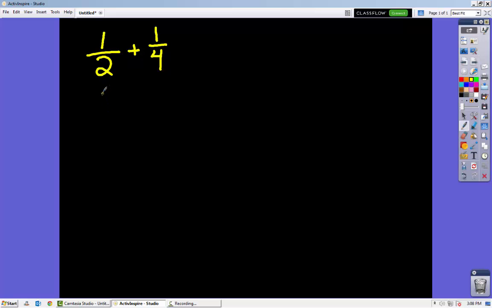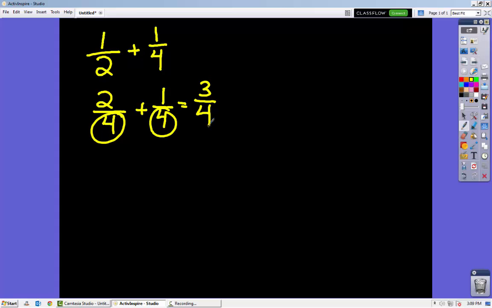If I'm good with my least common multiples, that I know that I am after today's lesson, I know that their least common multiple is 4. Now I have that common denominator, so I just add my numerators and I leave that denominator the same. However, if I do not know my least common multiple, then I'm stuck. So today we're going to learn what that least common multiple is.